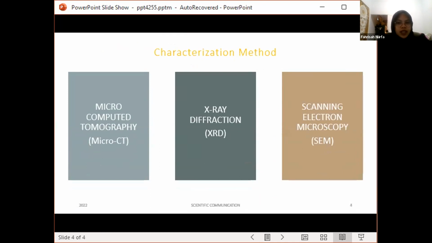There are three different techniques. The first is microcomputed tomography, or micro-CT. This is related to digital rock physics. The second is X-ray diffraction, or XRD, and the last is scanning electron microscopy, or SEM. In the end, we hope we can see the relation or correlation between each technique. We will talk about each technique or method in a later presentation.